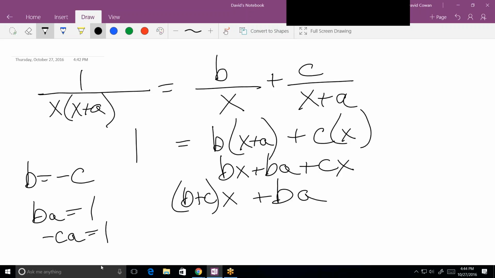I'm not sure I've ever seen a problem like this, and I'm not sure I know how to do it. Can we get anywhere from this? I don't know. You'll see. If BA equals 1 and CA equals 1.